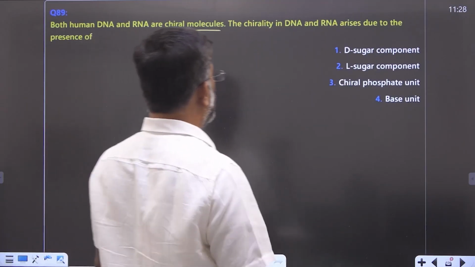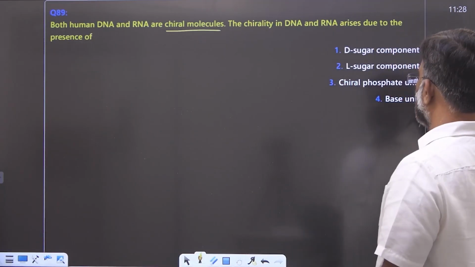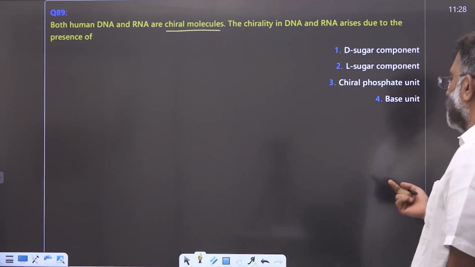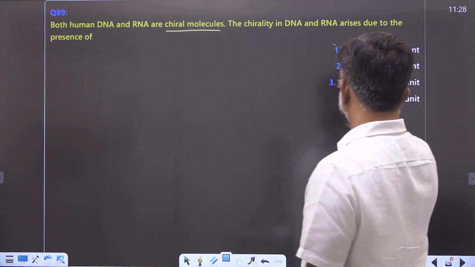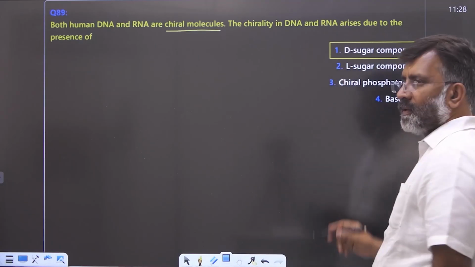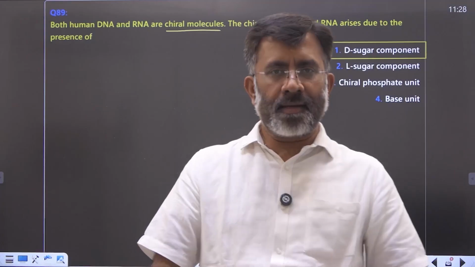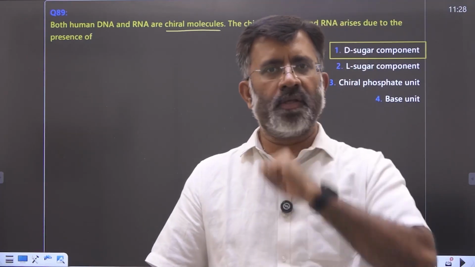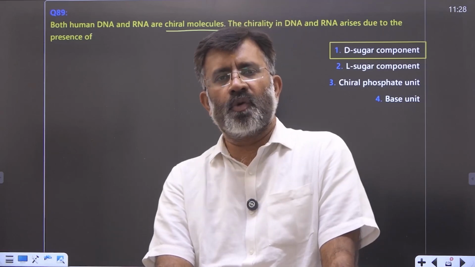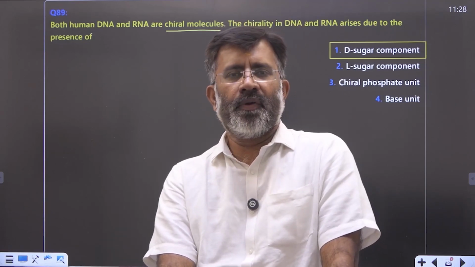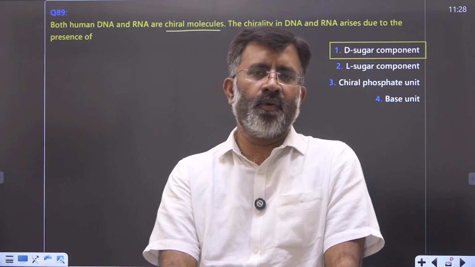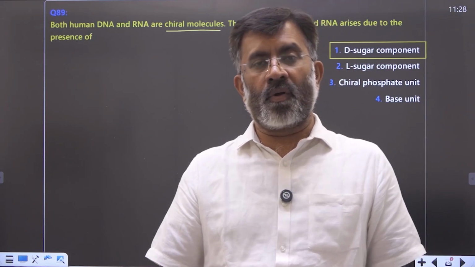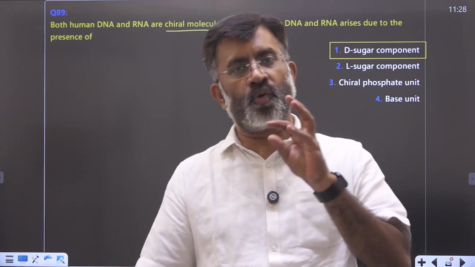What leads to the chirality? Is it the D sugar component, L sugar component, phosphate chirality, or base unit? The answer is no doubt the D sugar component. There is a sugar moiety present, and that is a chiral molecule. The nitrogenous base is not chiral. The phosphate unit is not chiral. The chiral system is that sugar moiety. In DNA, you have deoxyribose sugar, and in RNA, you have ribose sugar, which leads to the chirality in the overall DNA molecule. It is due to that sugar moiety.